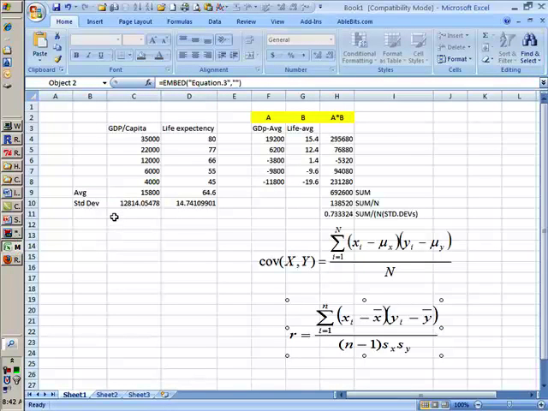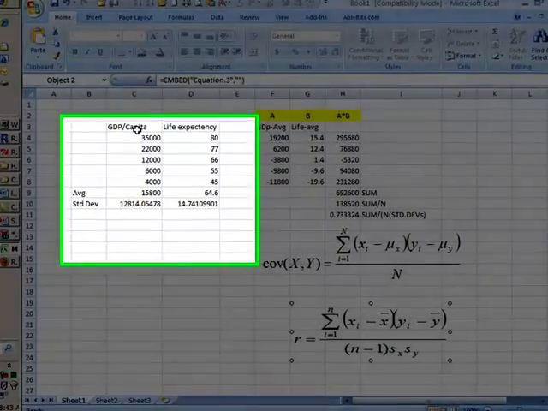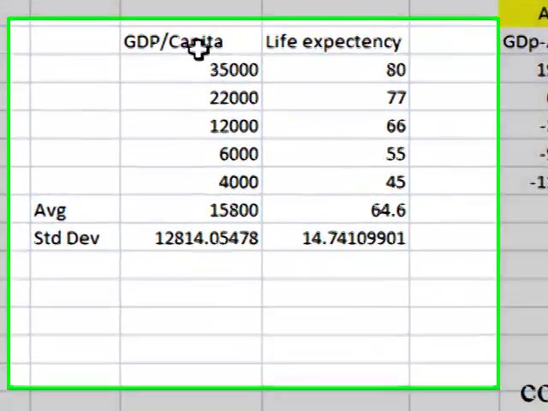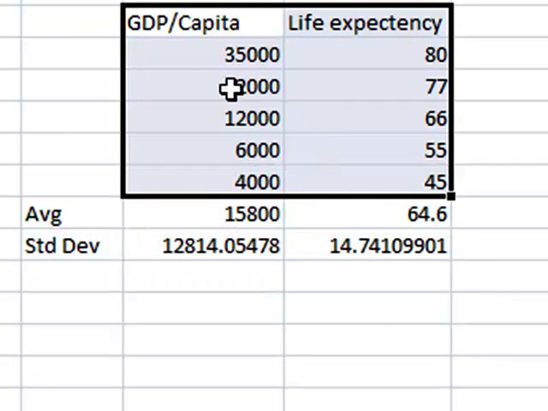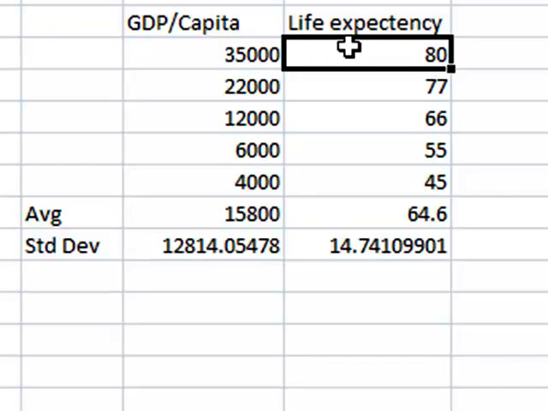Now I have created some dummy data. The data are for GDP per capita expressed in dollars, and life expectancy at birth. The variable here that you see, these are 5 hypothetical countries which have GDP per capita of $35,000, $22,000, $12,000, and the lowest is $4,000, and the life expectancy at birth is 80 years, 77 years, 66, and so on and so forth.